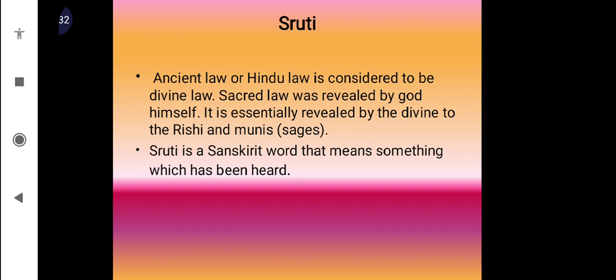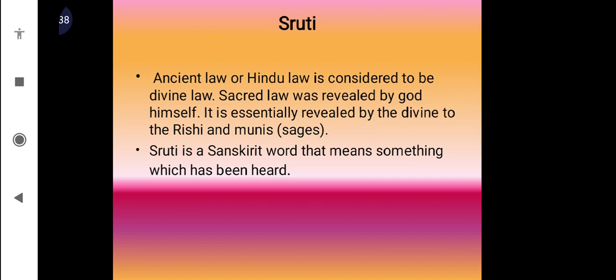Sources of Hindu law. The sources of Hindu law can be categorized under two heads: one is ancient and another one is modern. Ancient sources of Hindu law. Sruti, Smriti and custom are the three primary ancient sources of Hindu law. Commentaries and digests, in addition to these three, are considered ancient Hindu law sources. The first one we are discussing is Sruti.